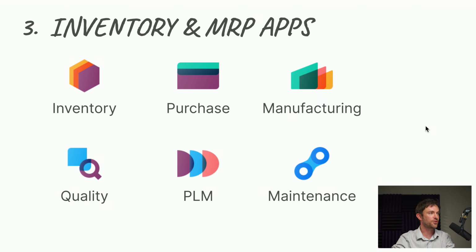All right. Our third group is the inventory plus manufacturing apps. You might also call these the logistics or the supply chain apps. Primarily, it's these big three: inventory, purchase, and manufacturing. The other three are mostly considered add-ons to manufacturing: quality, PLM, which is product lifecycle management, and maintenance. These apps are for companies that deal with physical goods like distribution companies, manufacturing companies, obviously.